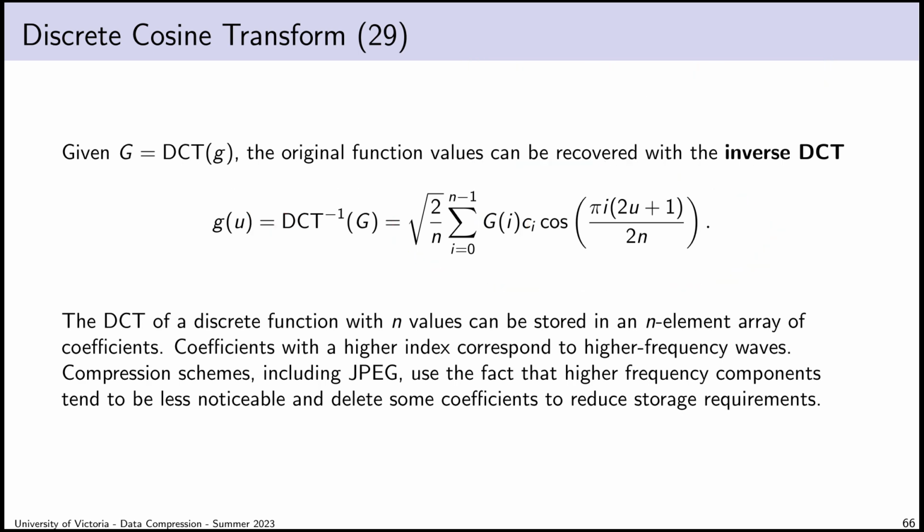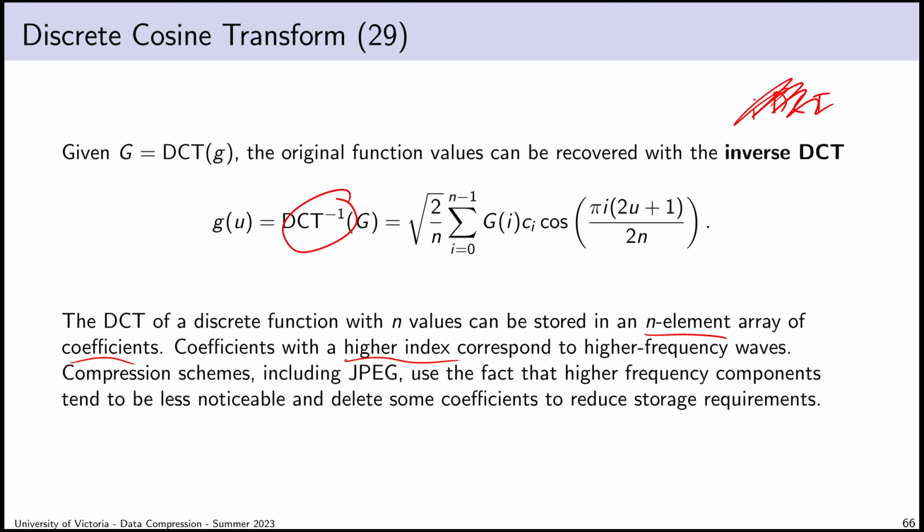You occasionally see inverse DCT written as IDCT. The problem is there are also times in compression where you want to talk about integer DCTs. And to avoid confusion, I will therefore use this functional style inverse notation, so DCT to the negative 1. So the DCT of a discrete function with n values is an n-element array of coefficients. Now, to be clear, they are real-valued coefficients. Coefficients with a higher index correspond to the contribution of high-frequency waves. Coefficients with a lower index correspond to lower-frequency waves.